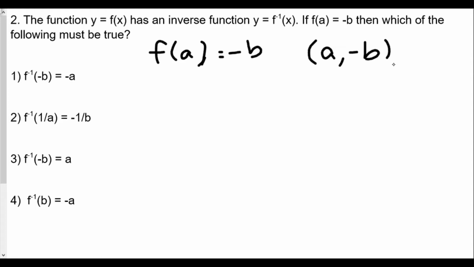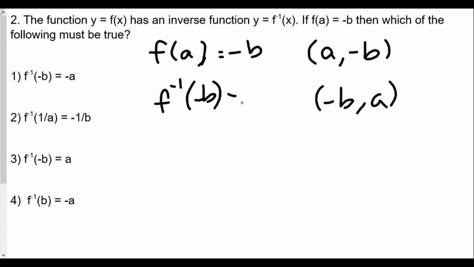All right, so in the inverse, we would have negative b comma a, and what that means is the inverse, if I plug in negative b, will give me back a. So f negative 1 of negative b will equal positive a, which in this case will be choice 3. Okay, so we can just flip the positions of the x and y, and we can rewrite them in this function form. F of negative 1 of negative b would be a.